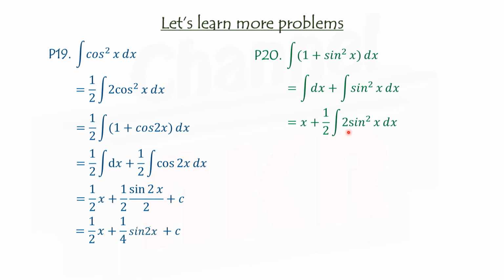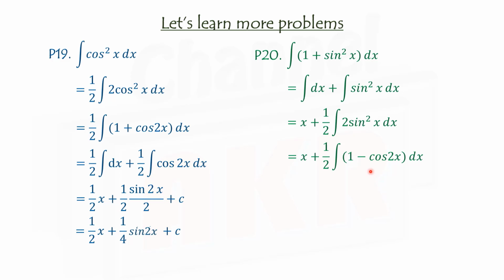Then half and 2. We adjust here, and we have a formula now. 2 sin square x will be 1 minus cos 2x. If it is 2 cos square, then plus. If it is sin square, then it is minus. Same formula. It is minus here, like this.